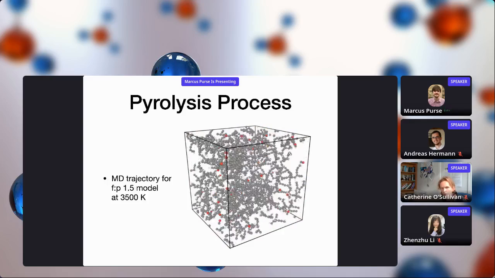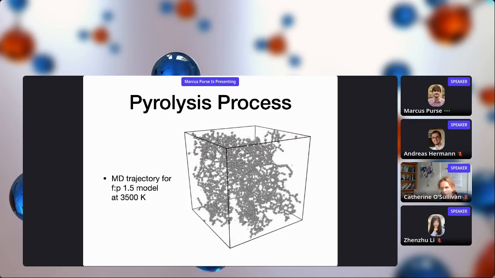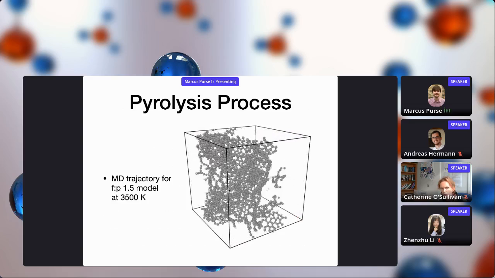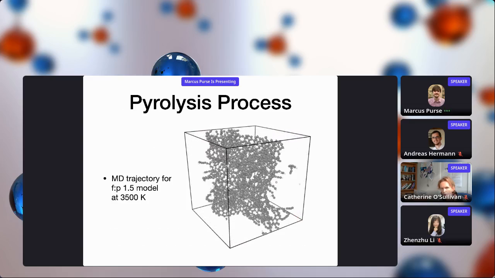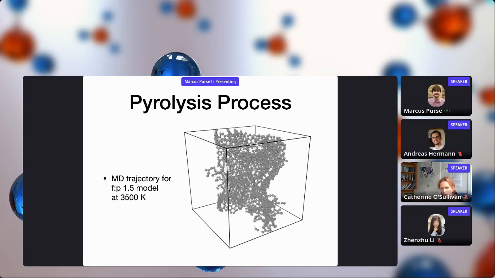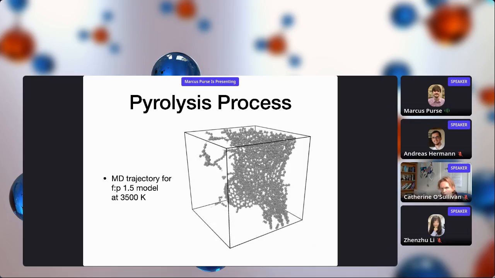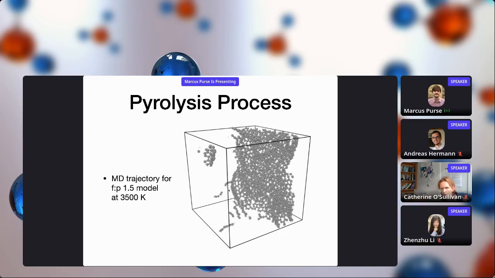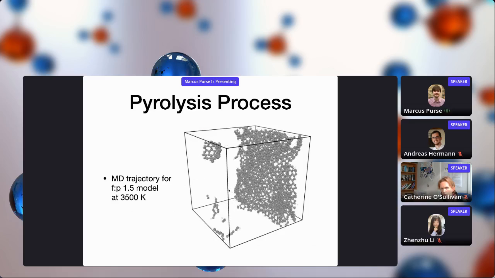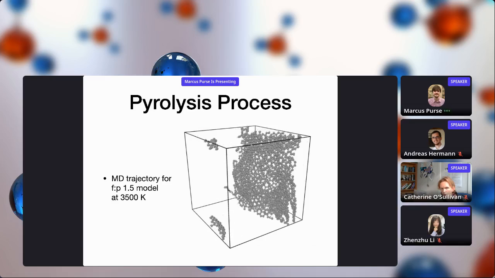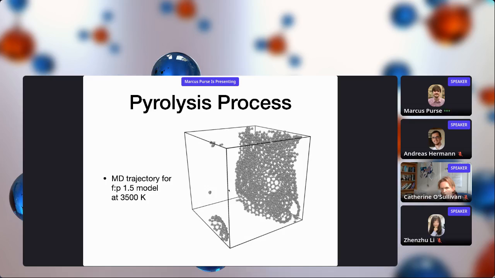Here's a quick video of the trajectory. You can see that obviously at the beginning you have a lot of complex reactions and a lot of fragmentation, but as the pyrolysis process is progressing, the carbon clusters are starting to agglomerate together and rearrange, and you get a lot more formation of 5, 6, and 7-membered rings, but particularly 6-membered rings.